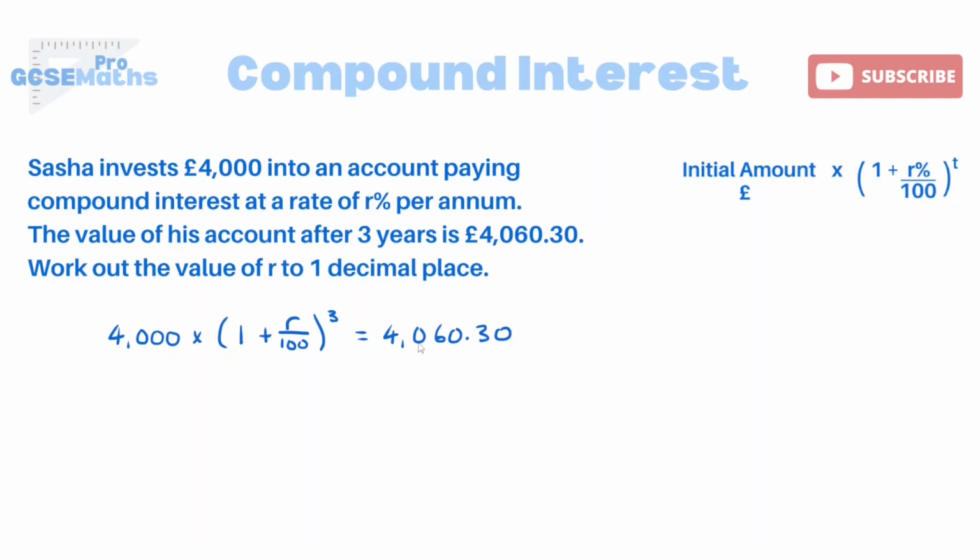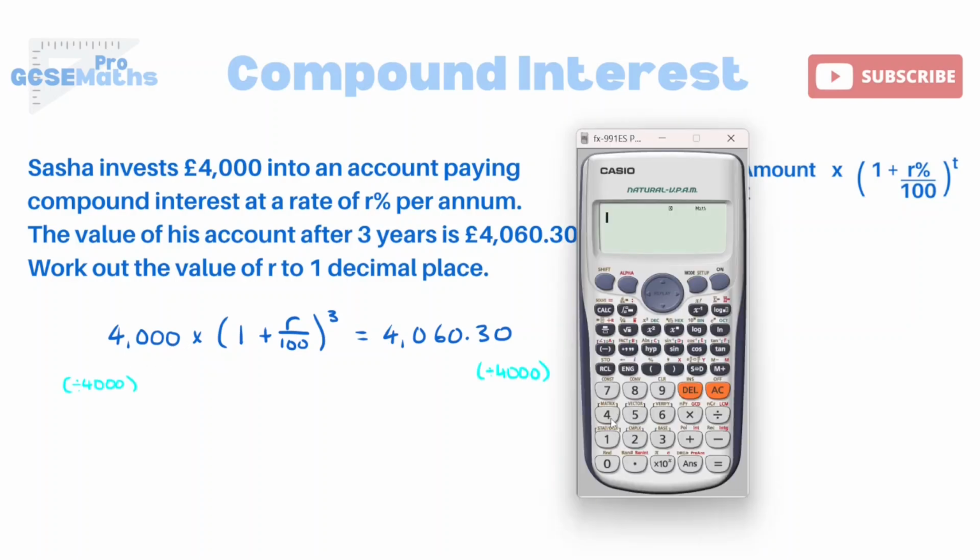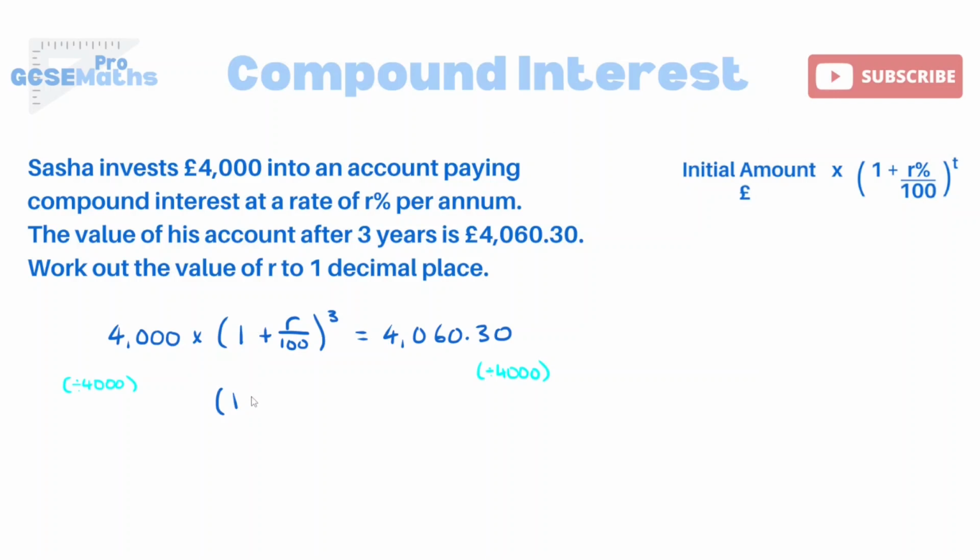So the first thing I'm going to do to rearrange it is divide by this initial amount. Obviously all of these are likely to be calculator questions, so £4,060.30 divided by 4,000, so we get all of this. I would just copy it all down, to be honest, but in your calculator we can use the answer button so that we don't have to keep copying it out. So I'm obviously left on my left hand side with just this bracket with the power of 3. So I get 1 plus r over 100 cubed still, because I've cancelled out this 4,000, equals all of this decimal.